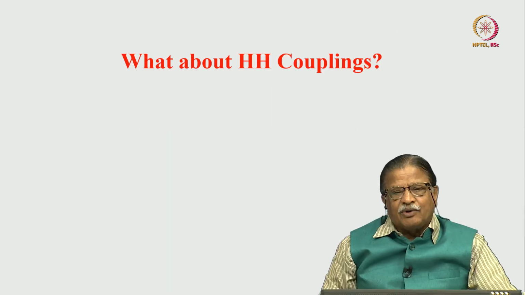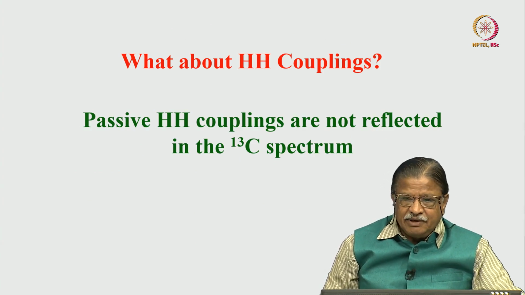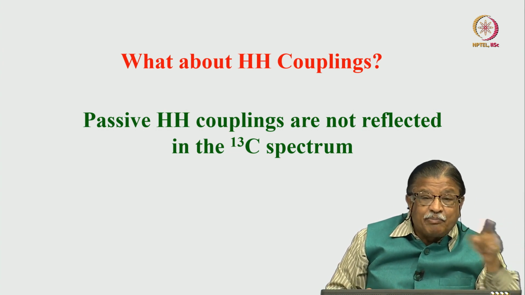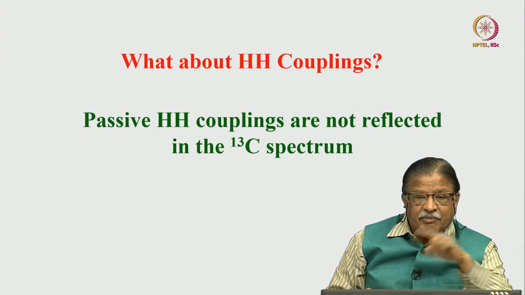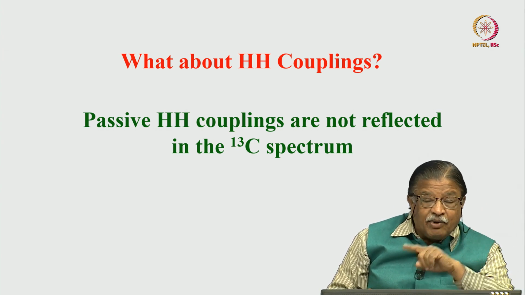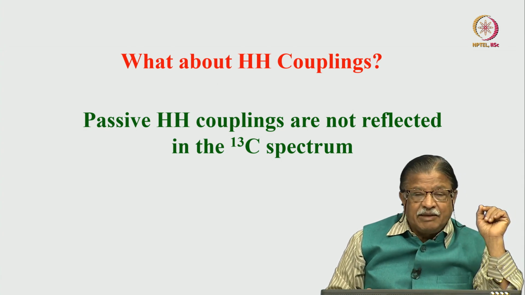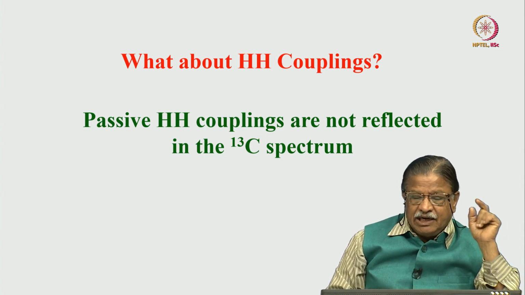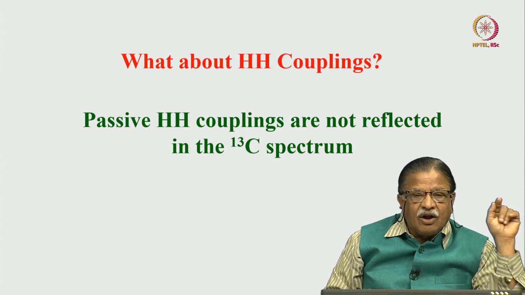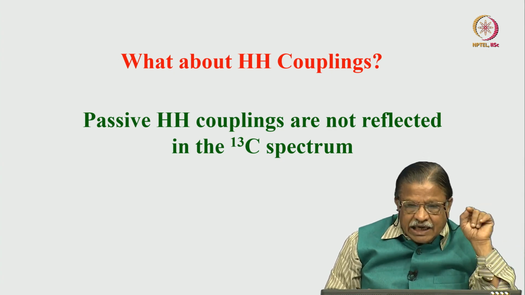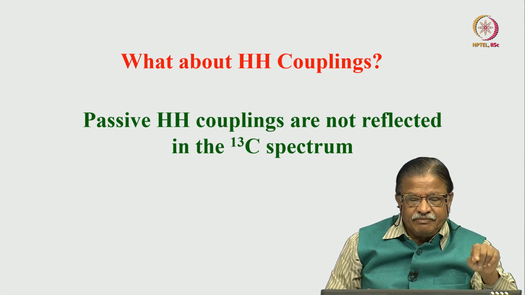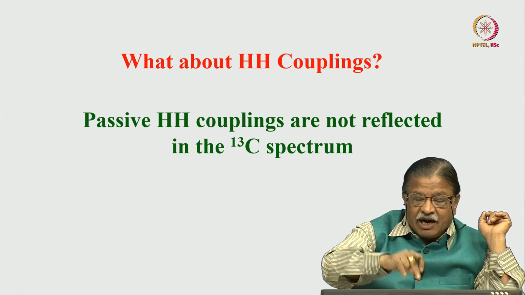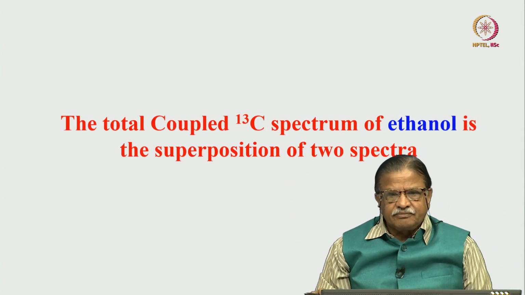So, what about the proton-proton couplings? That is also possible. But remember, when you are looking at the carbon spectrum, carbon-proton couplings are seen, 1 bond carbon-proton and 3 bond carbon-proton couplings. But proton-proton coupling, between CH3 protons and CH2 protons, you will not see. Why? Protons are passive spins. I told you already, passive couplings are not reflected in the spectrum of active spins. The active spin here is carbon-13. So, at the carbon-13 resonance, proton-proton couplings are not seen, and you do not have to worry about it.